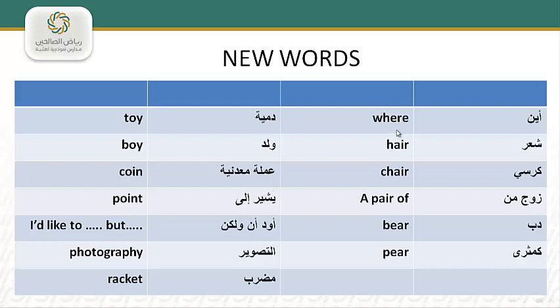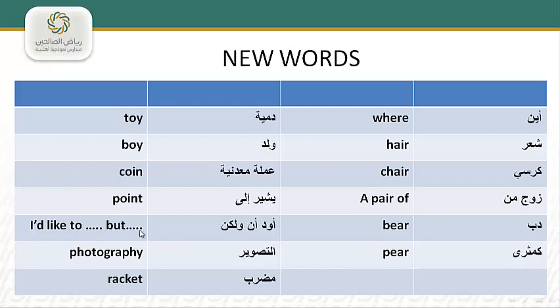The letters ERE and AIR, okay, and EAR have the same sound like air, like where, here, chair, bear, pear.